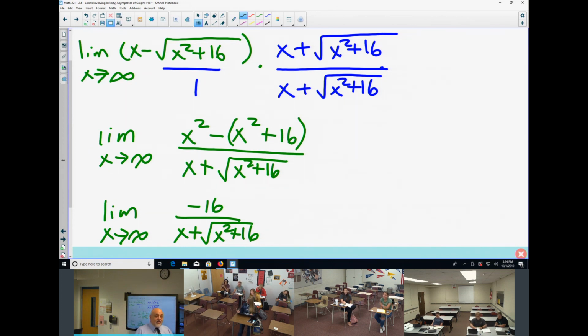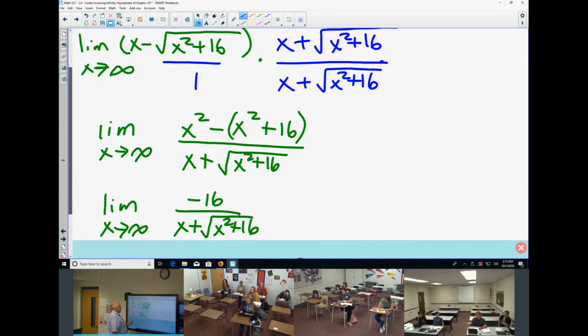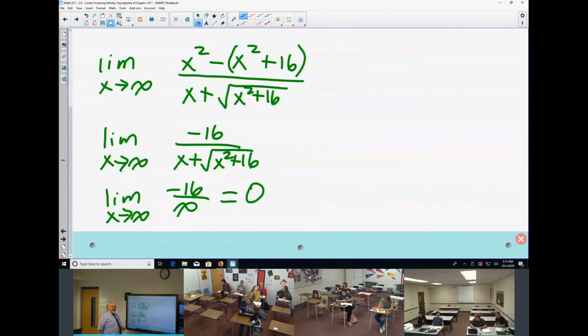Okay. So on a test, if you're not sure, then make a little table. So put like negative 16 over, and then have the number get increasingly big, like it's going to infinity. So negative 16 over 100, negative 16 over 1,000, negative 16 over 1,000,000, negative 16 over 1,000,000,000. And what is that approaching? Not 1, but 0. Okay? So any constant over infinity is going to go to 0. And so that would be the answer.